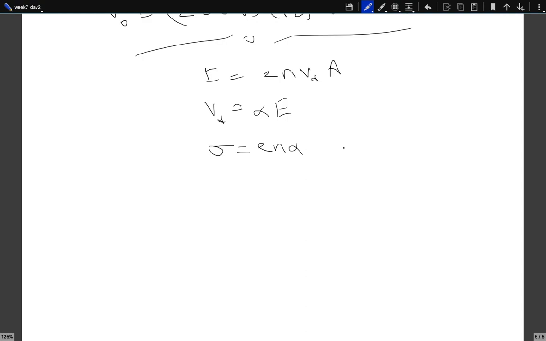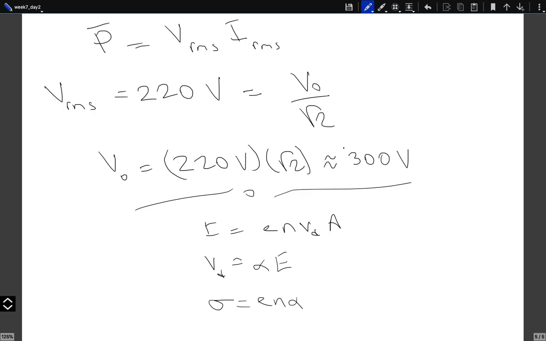Okay, so there were a couple of things we had already derived. We had seen that the current was proportional to the moving charge density, the drift velocity, and the area. And then we said that the drift velocity was actually proportional to the electric field. Well, this is, in a sense, another expression of Ohm's law.